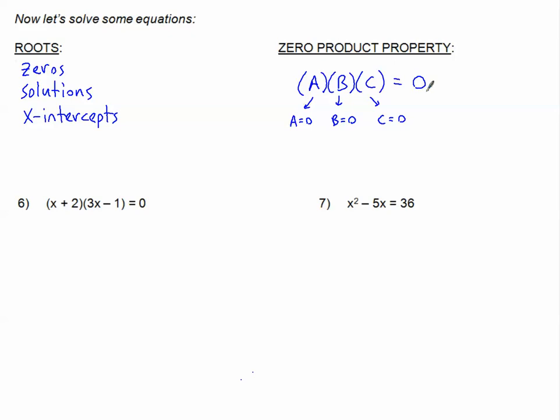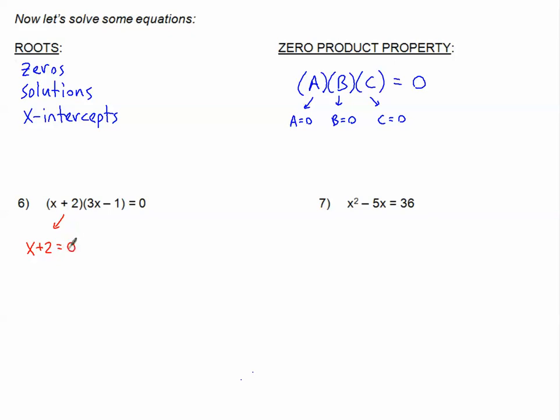So this is very helpful. If you can factor the left side of an equation and the right side is equal to zero, each one of your factors could be set equal to zero to solve your equation. So let's start with example 6, which is the easiest example that I could give you because I've already factored things for you. There are two factors that are multiplied together and they're set equal to 0. So that means that each one of these could be set equal to 0 individually.